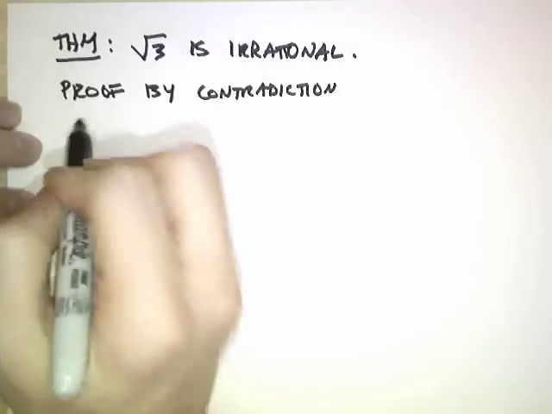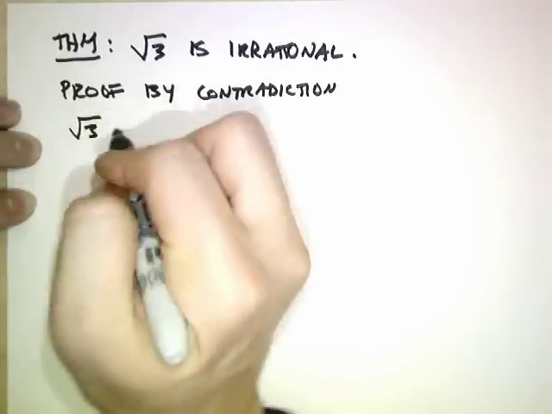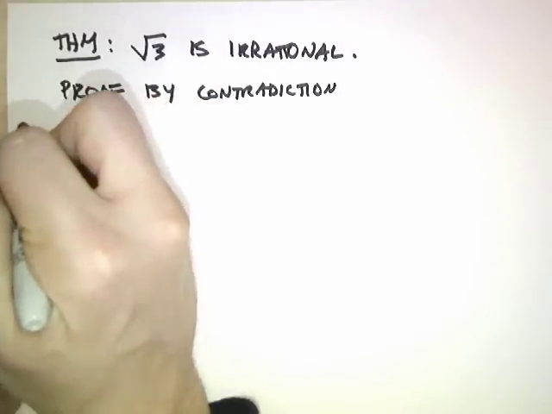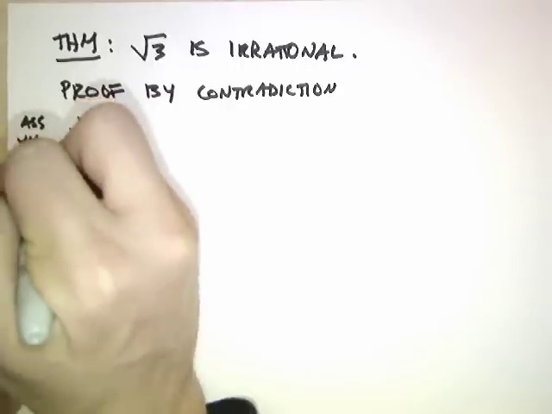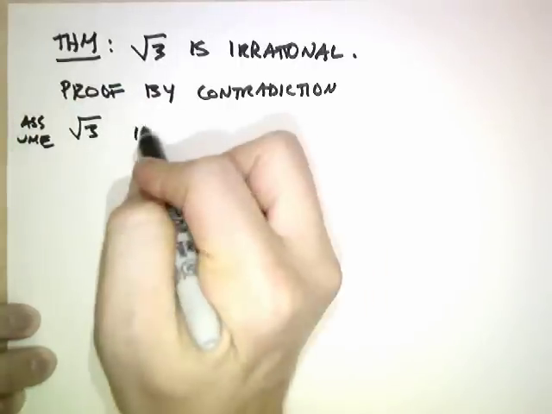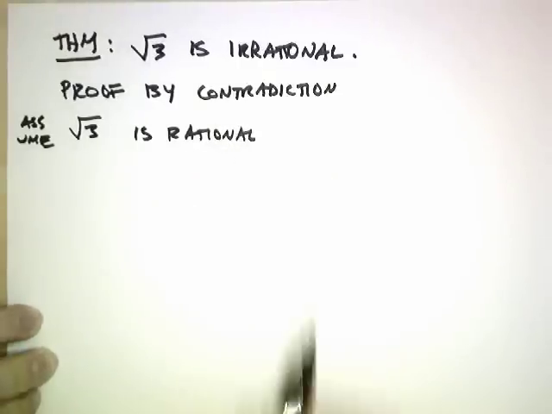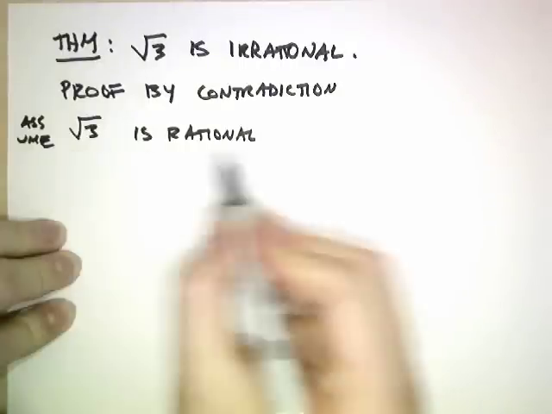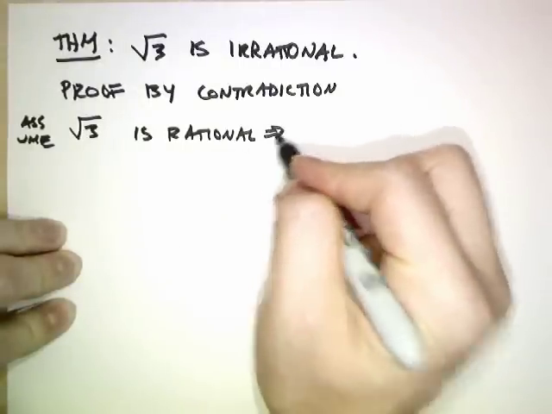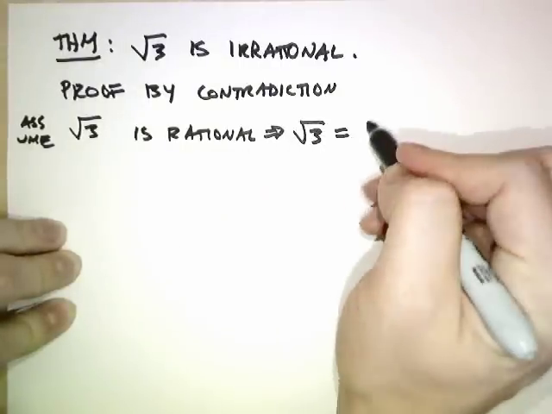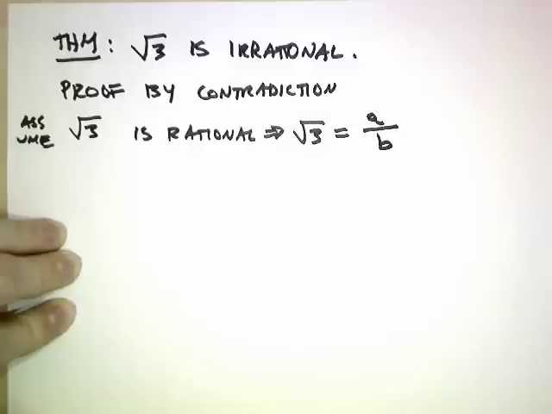Okay, so we'll assume that square root of 3 is rational, and arrive at a contradiction. What does it mean for the square root of 3 to be rational? This means that root 3 can be written in the form a over b, where b is non-zero, and a and b contain no common factors, so it's in reduced form.